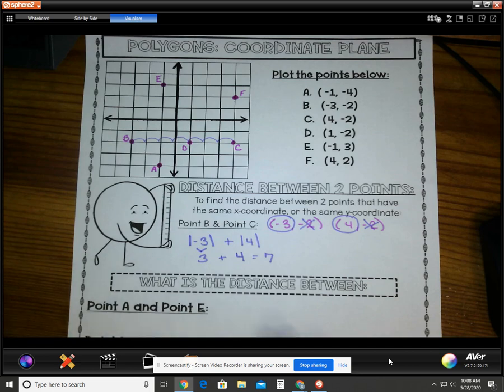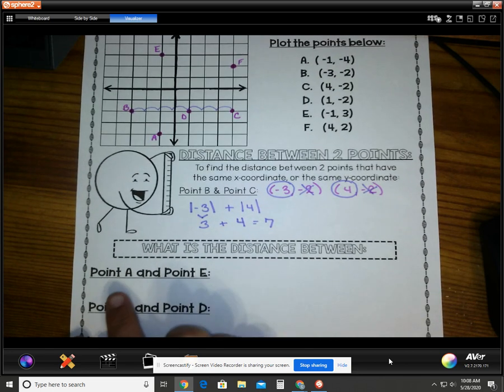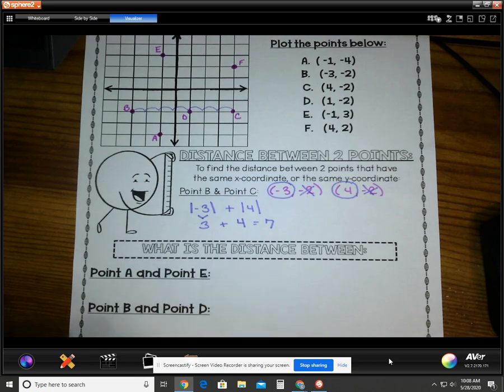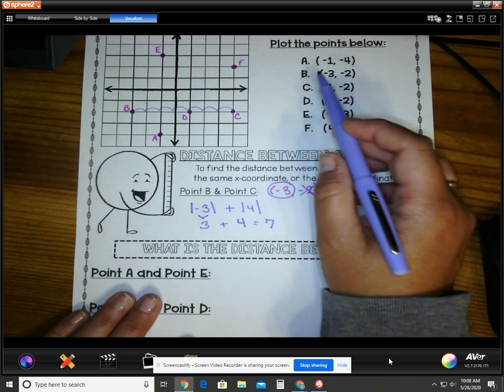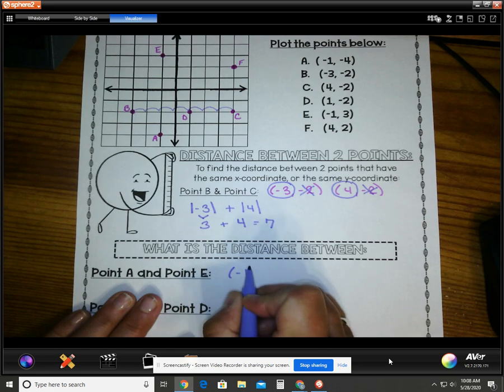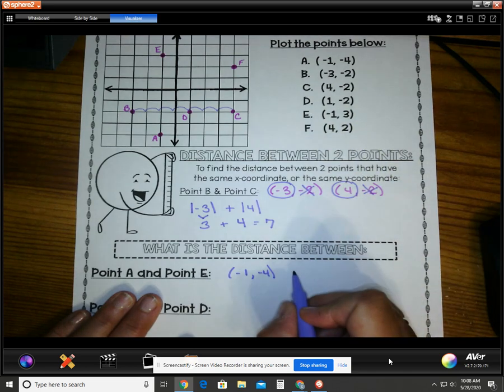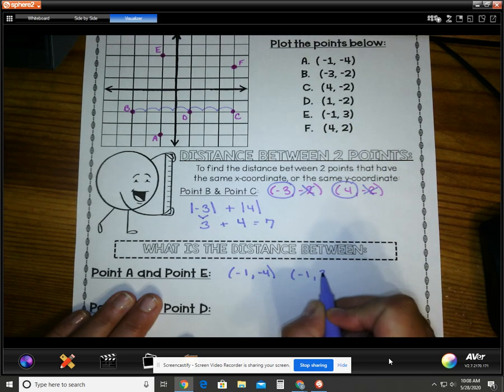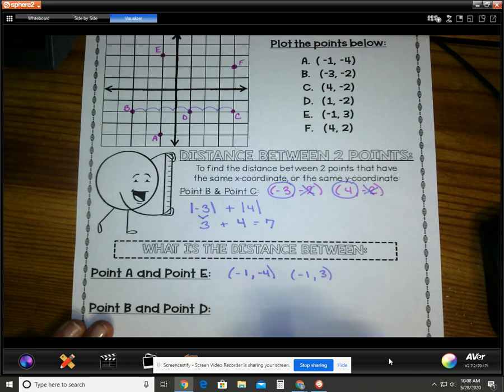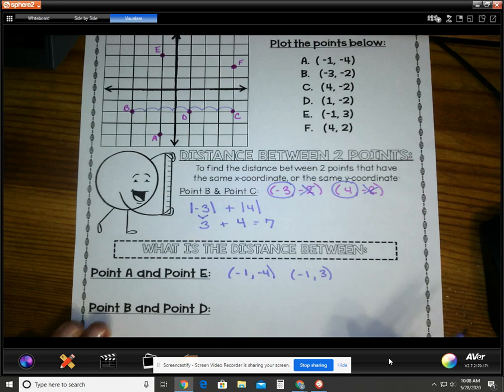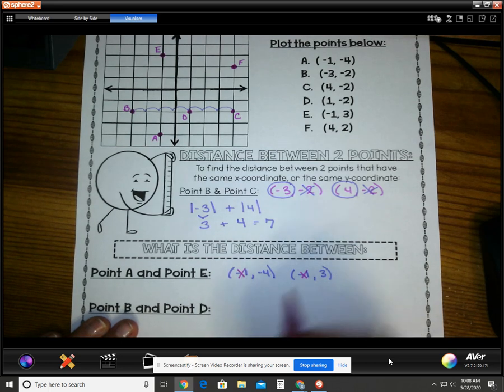Let's try it again. So they're asking us to do points A and E. So again, the first thing I'm going to do is write them down. Okay, so A is at -1, -4, and E is at -1, 3. Okay, so when I take a look at this, I am going to try to find the one that they have in common. I notice that they both have a -1. Both of their x coordinates are -1, so I'm going to cross those out. And then I have -4 and 3.